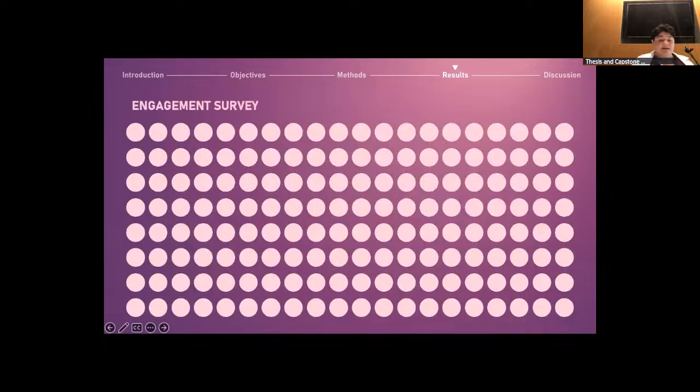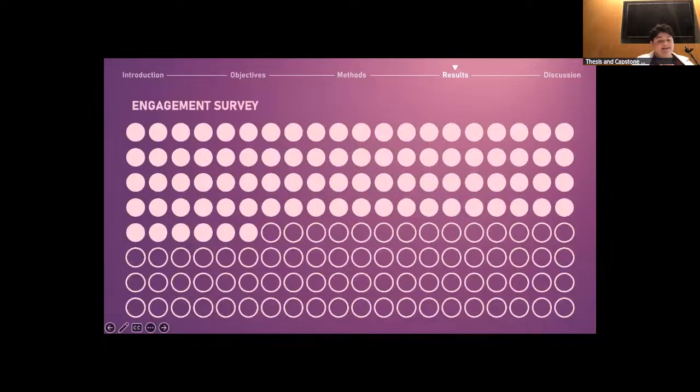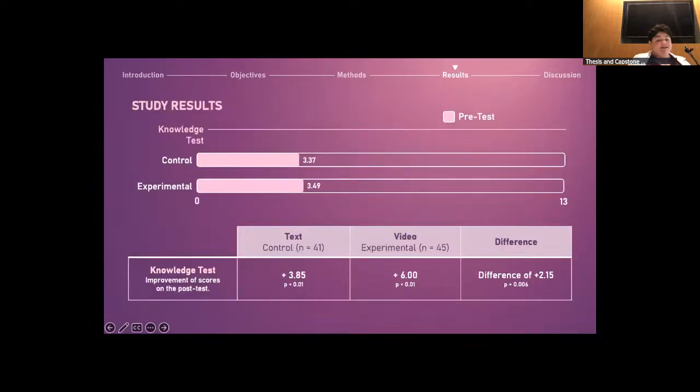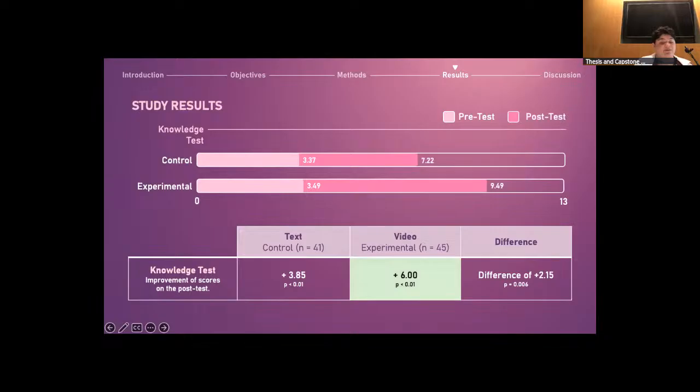So I received about 160 responses, with 86 of them being usable for the knowledge test. The participants took a pre-test, then reviewed educational material and took a post-test on the same content. The video group improved by 6 points on the post-test, while the text group improved by 4. Both increases were statistically significant, but the video group had a significantly greater gain.